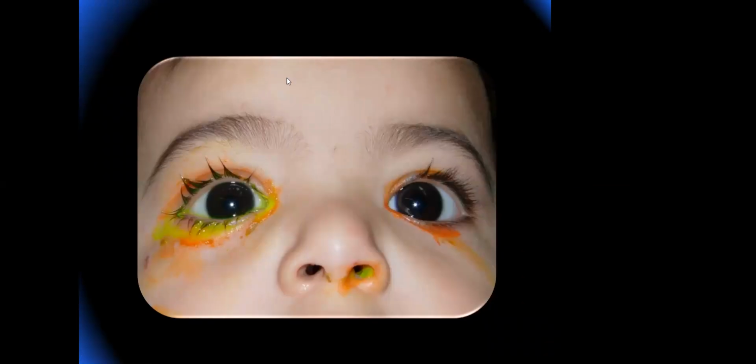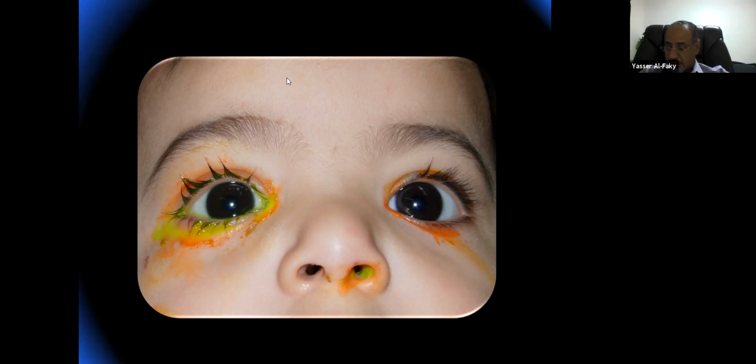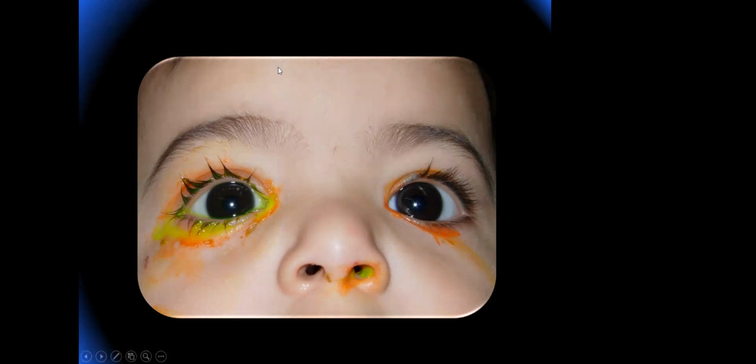So, what do you think about this patient? Okay, this is a child with, we put fluorescein dye in both eyes.